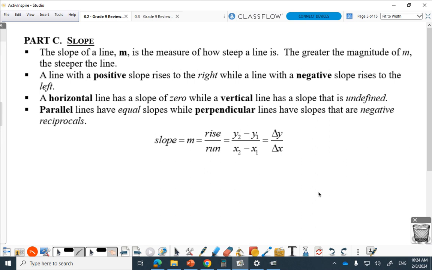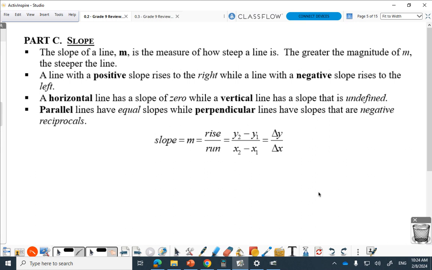It is the measure of how steep a line is. The greater the magnitude of M, the steeper the line. Ooh, fancy word, magnitude of M. Just the bigger the number. Whatever the number is, if the number is bigger, we're talking about a steeper slope. A line with positive slope rises to the right.